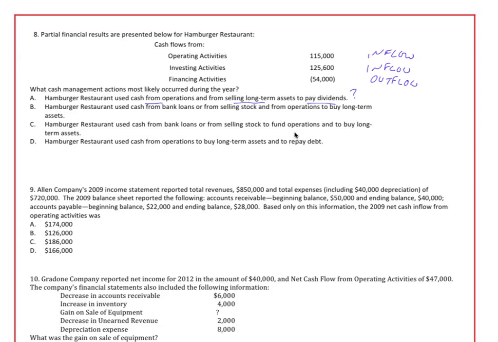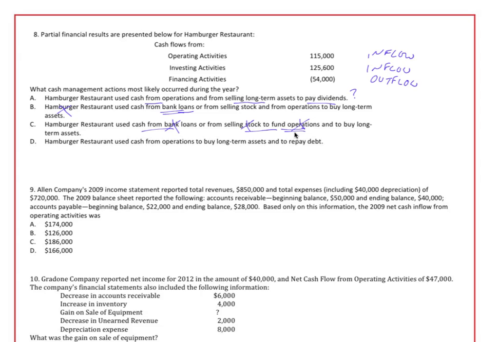Hamburger restaurant used cash from bank loans or from selling stock, so that would be an inflow. Oh no, hang on, financing. If it was a bank loan, that would be an inflow from bank loans, so definitely not that. Again, cash from bank loans would be an inflow in financing activities, and it's not. And selling stock to fund, again, no. And to fund operations, again, no. So this is wrong all over the place.